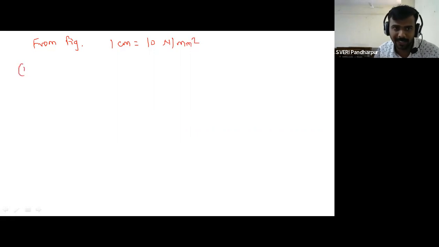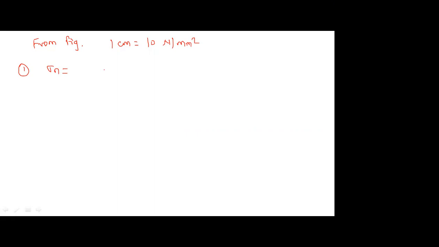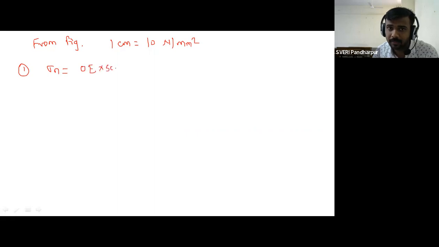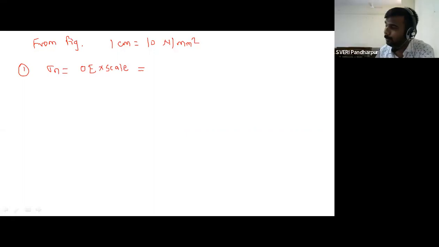Which parameter do we want to find first? Sigma n. Number 1, sigma n is equal to which distance? O to E. So sigma n is equal to OE into scale. Now measure the OE distance from your respective figure. Okay, one answer is 8.5. Any other answer? 8.6, 8.5, 8.6. Whatever answer you got, that you have to write.